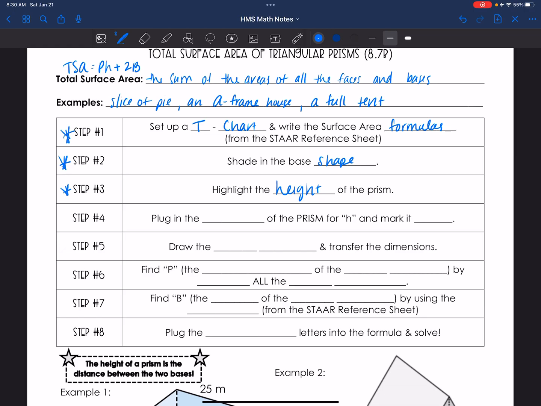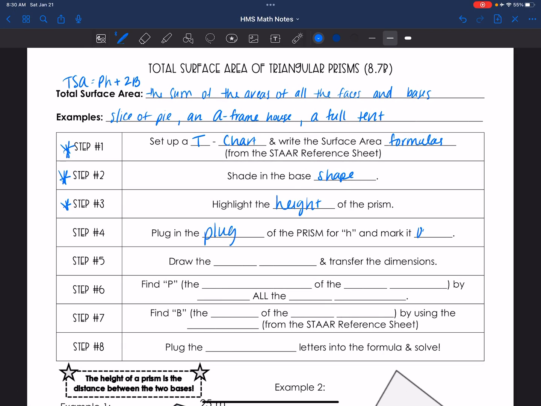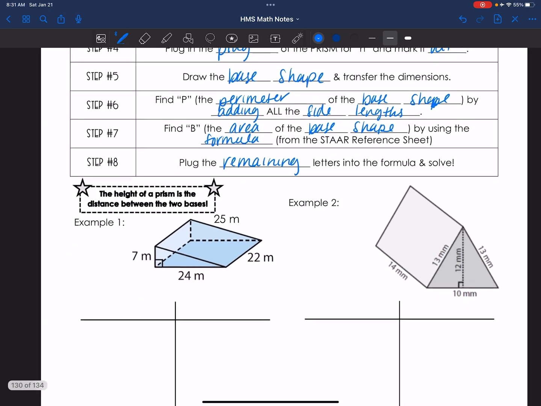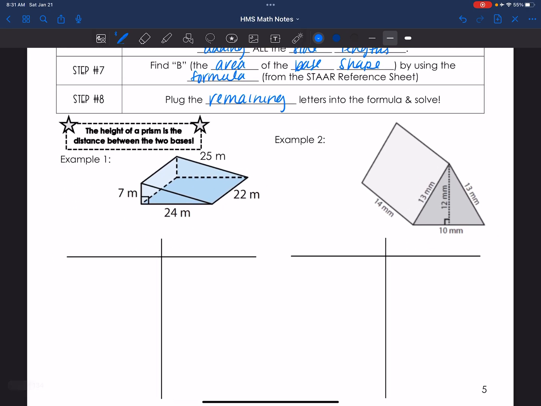Because we're going to plug in the height, find the dimensions of our base. So draw the base shape to be able to find the perimeter and area, right? Find P, the perimeter of the base shape. Then find the area. And then plug in the remaining numbers to calculate.